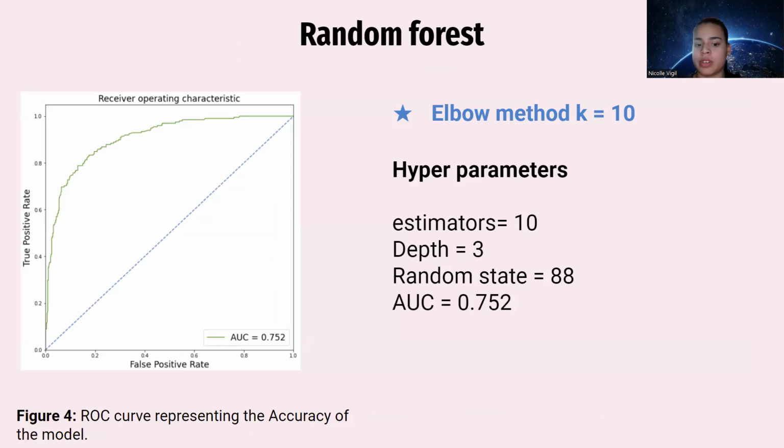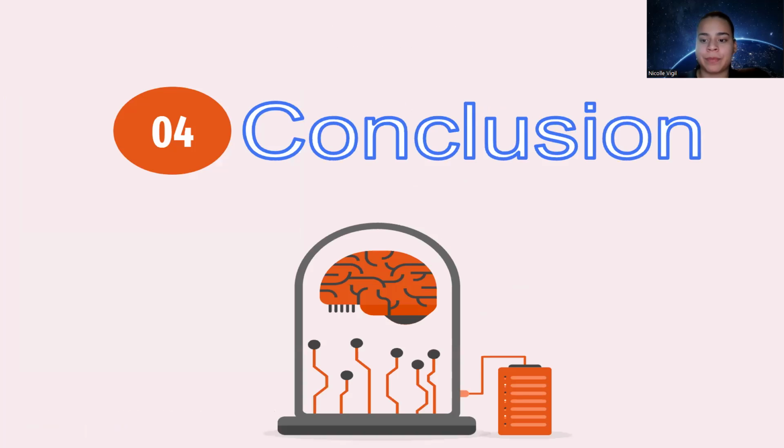Now for the random forest results. So for the random forest results, the measure of the ability of the classifier to distinguish between the classes is 75%, when we use the hyperparameters with estimators 10, depth 3, and a random state of 88.